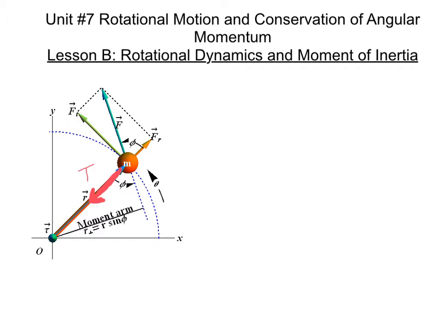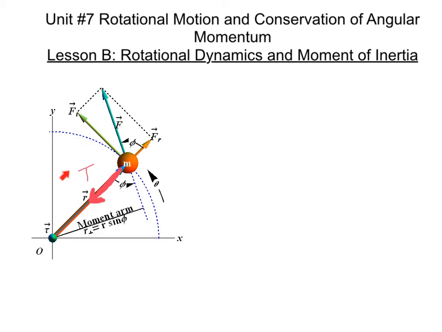So as we've talked about previously, a torque causes an angular acceleration. This is the rotational equivalent of Newton's second law for motion along a line, that a force causes an acceleration. Now, to see where this connection between torque and acceleration comes from, we're going to start by examining a single particle subject to a torque.